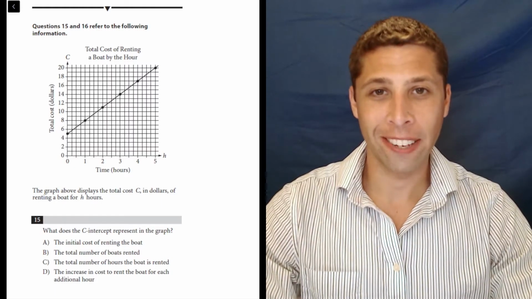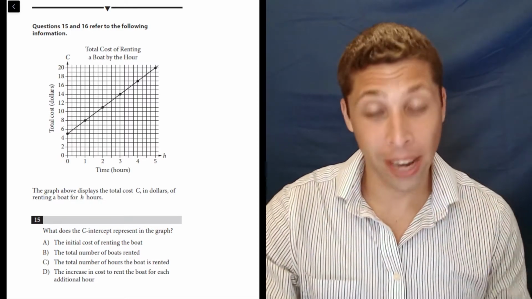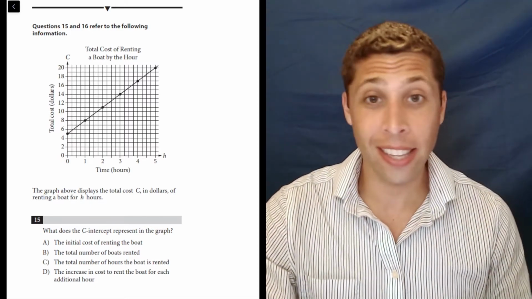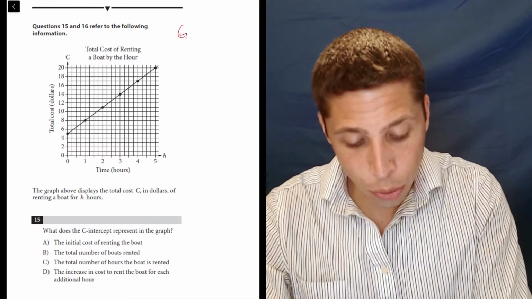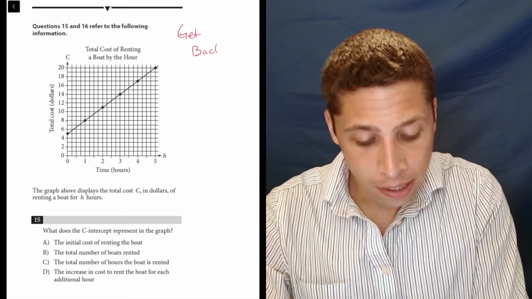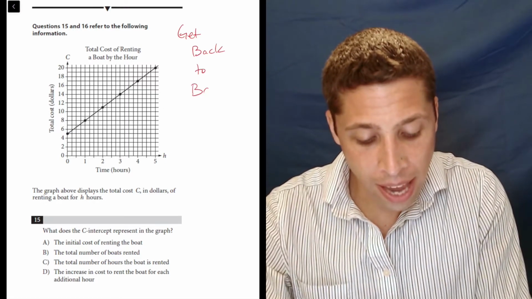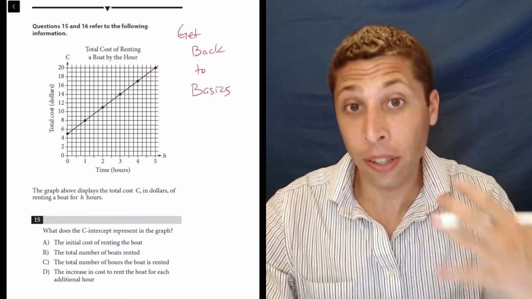This question is great. It makes it so clear what we're talking about, right? Because it gives us a picture. So we can see that it's a picture of a line. And so I should try my best to get back to basics and think about this in linear terms, right?